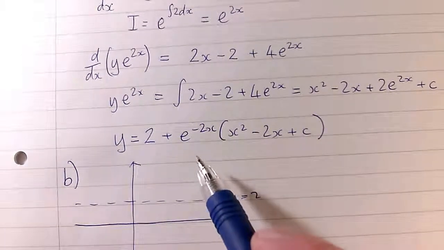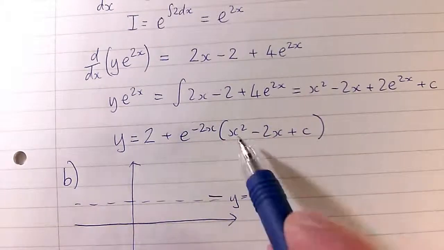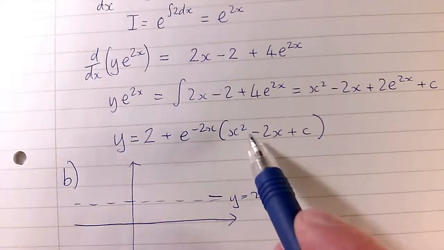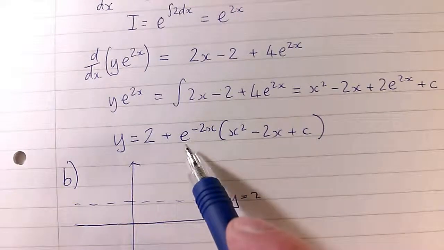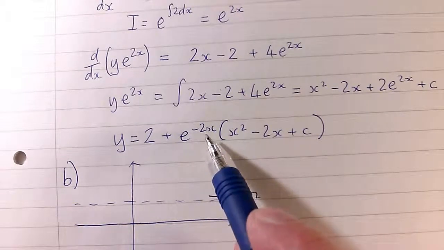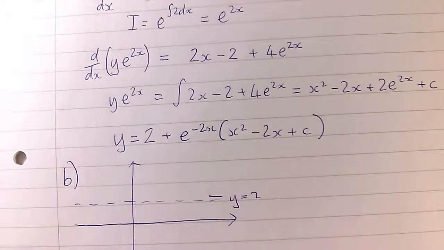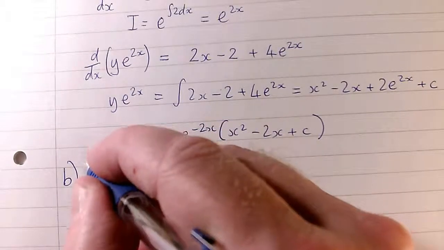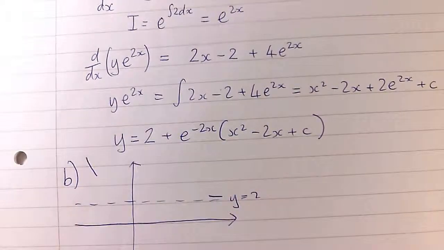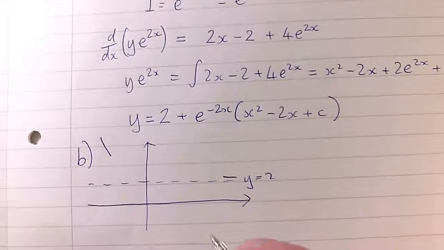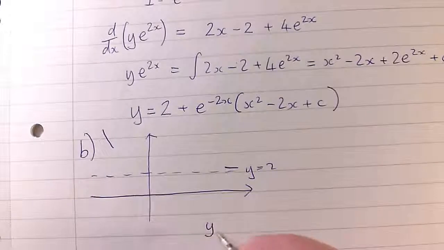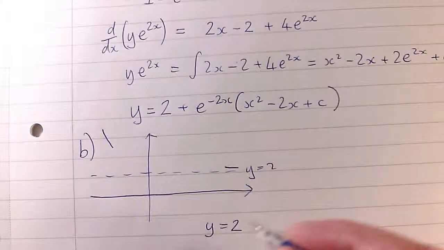Now when x is large and negative, this is still going to go positive because x squared is still positive and will overwhelm these. But e to the power of minus 2x, when x is large and negative, will be huge because it will be e to a large positive power. So for negative values, the graph's going to go up there.